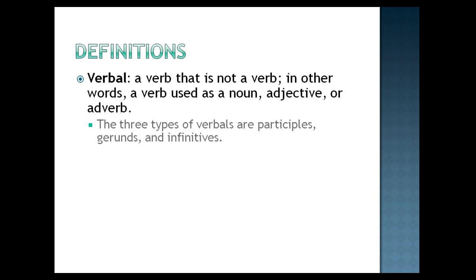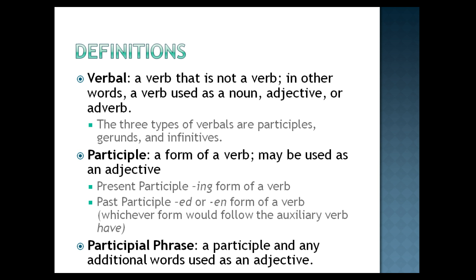But there are times we'll take a verb, a word that ends in ed or ing, for example, and we'll use it as something else, such as a noun, an adjective, or an adverb. There are three types of verbals: participles, gerunds, and infinitives. We'll start with participles and participial phrases.